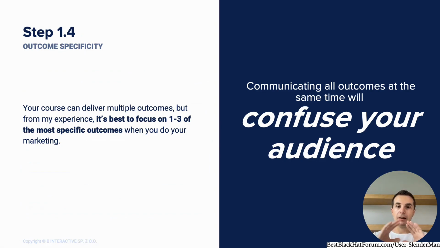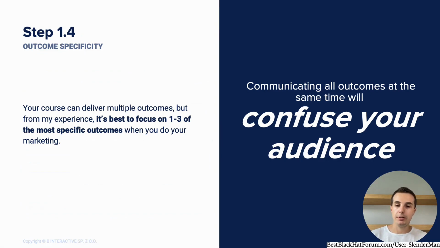So basically, have a think about all of the outcomes that you can provide, and pick the ones that are the most specific and the most attractive in the eyes of your target audience. You don't want to choose more than 1 to 3 because over communicating them is going to confuse your audience. They're not going to be really sure what they're going to be able to do with the course.